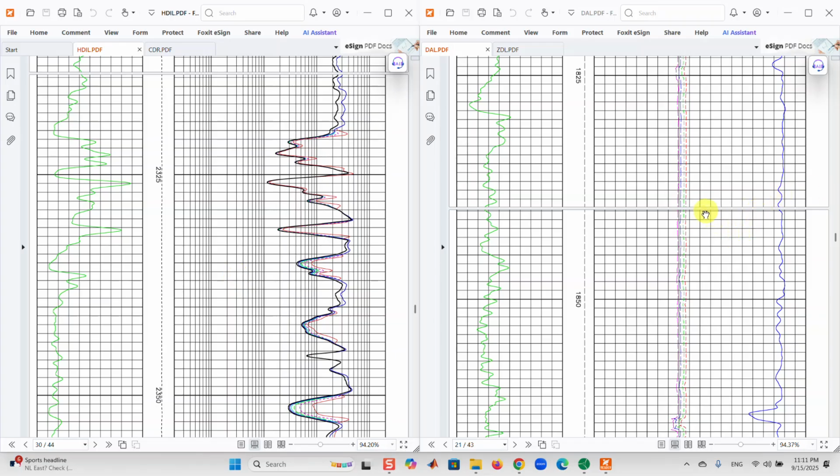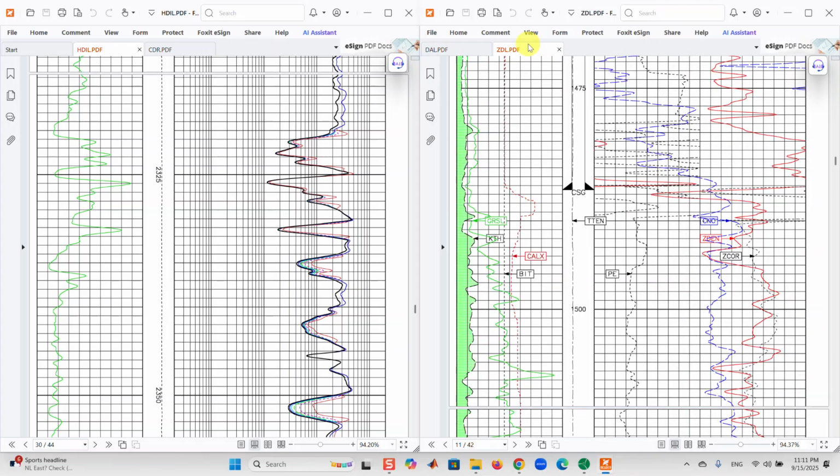After checking the sonic curve, we should evaluate the trends and readings of the nuclear logs. Let's check the ZDL, CNL, and DSL logs through the whole interval.